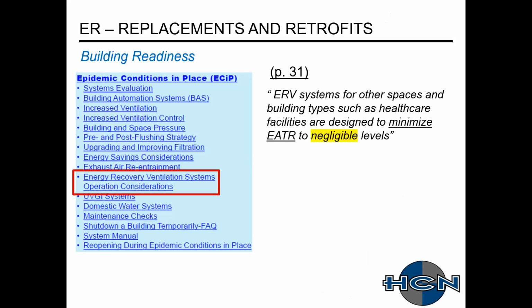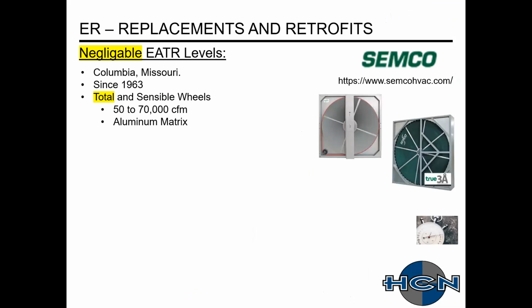Under our energy recovery system on page 31, they have a blurb that energy recovery systems for other spaces and building types such as healthcare are designed to minimize energy exhaust air transfer ratio to negligible levels. So negligible means they don't want you to have your 5 or 10% or even 1% of exhaust air transfer ratios. So a great product available that HC&I represents, available to produce negligible exhaust air transfer ratio is Semco.